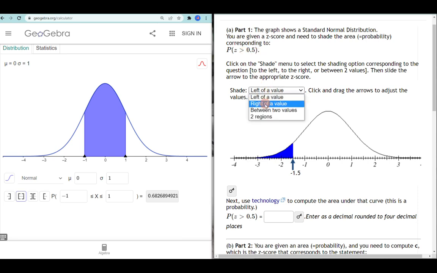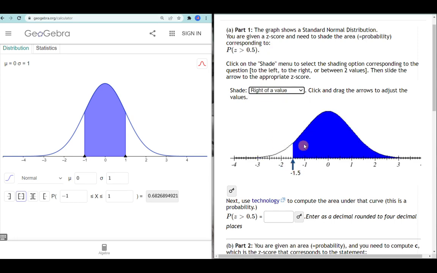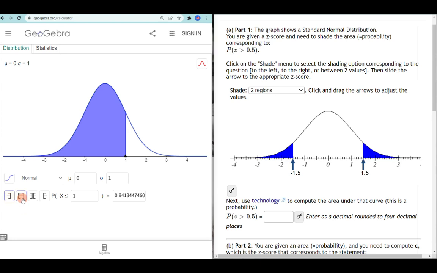We're given four options for shading. We can compute area to the left, compute area to the right, compute area between two values, and compute area between two or outside two regions. These options in the calculator are these four boxes here.